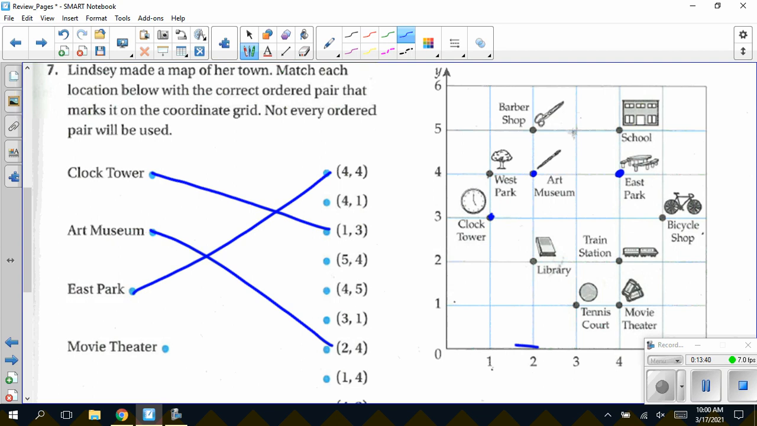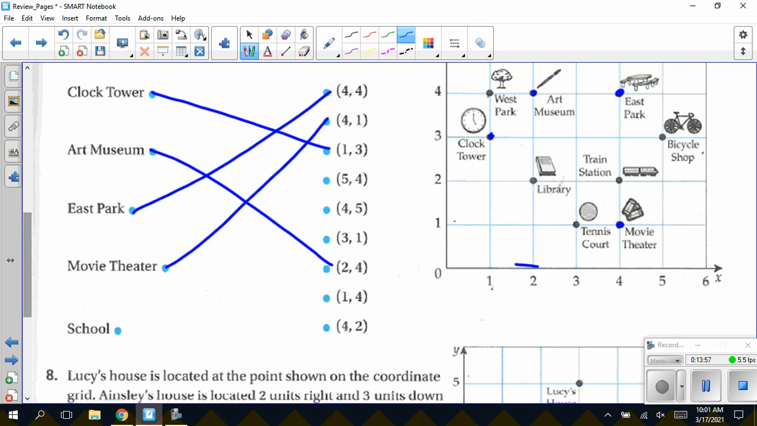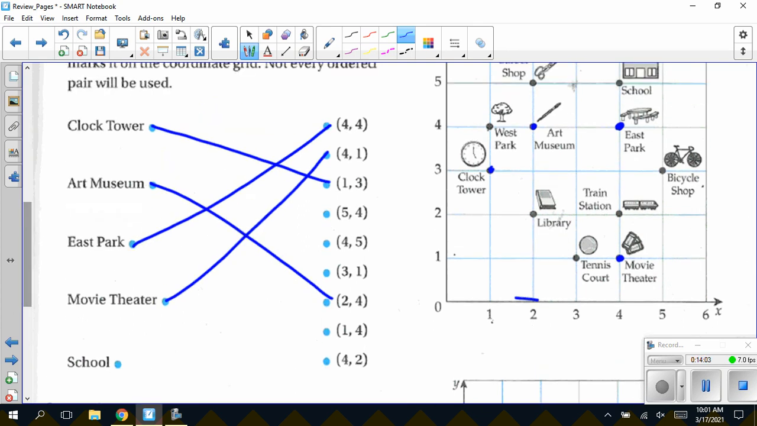The movie theater, so finding this on the map, my movie theater is located right here. From my origin, moving 4 to the right and only 1 up. So I have 4, 1 for the movie theater. And then finally for school, so finding the school on the map, my ordered pair would be located up here. So from the origin, I am moving 4 to the right and then 5 up. So my ordered pair for school is 4, 5. Remember, from your origin, you always move to the right first and then you move up.